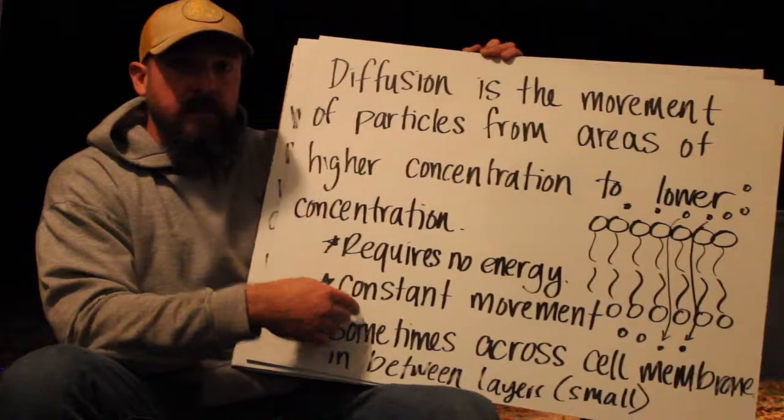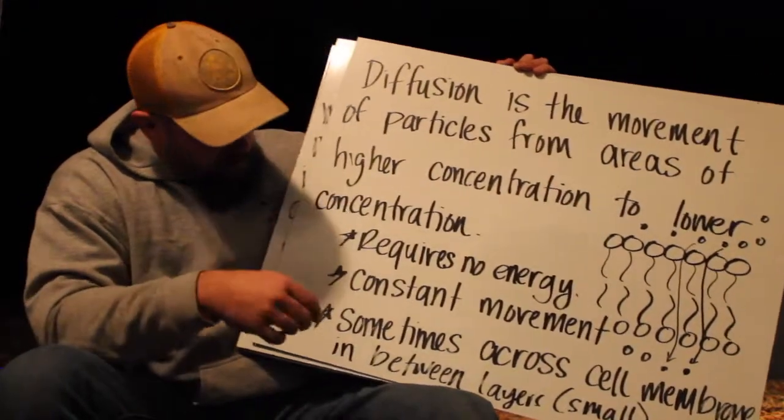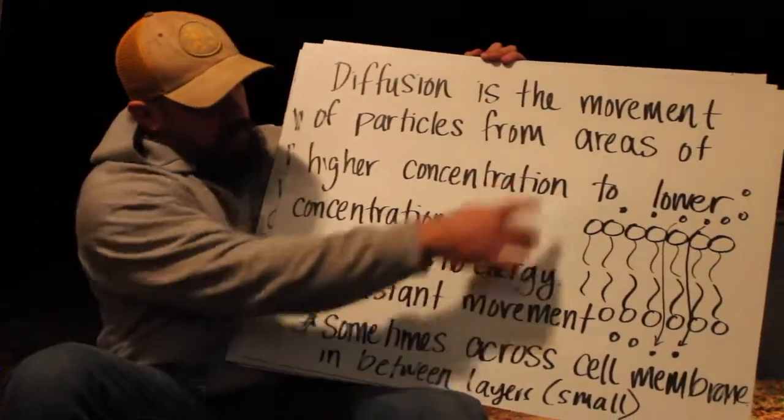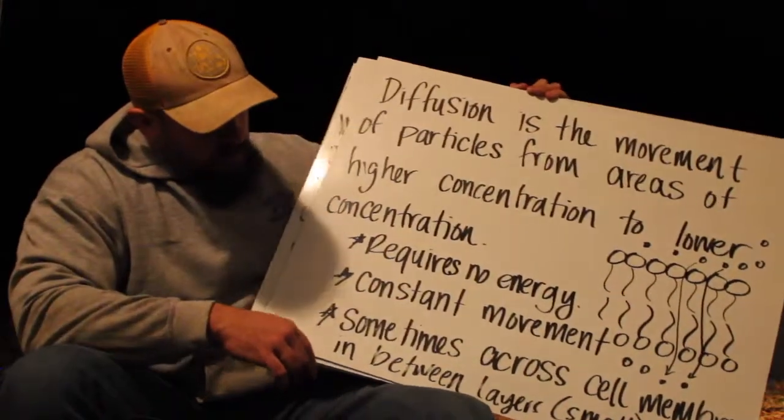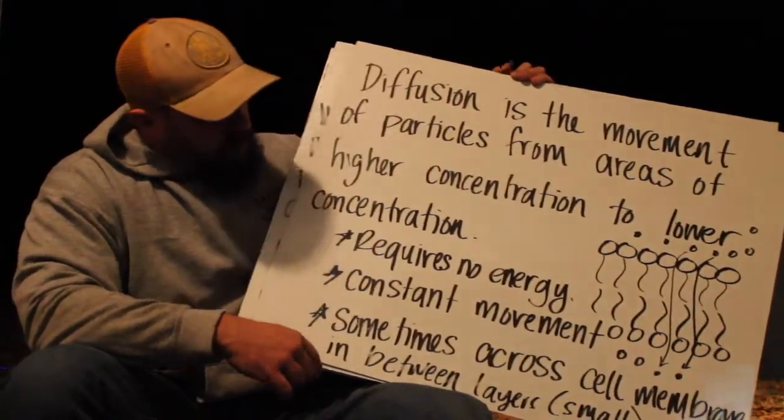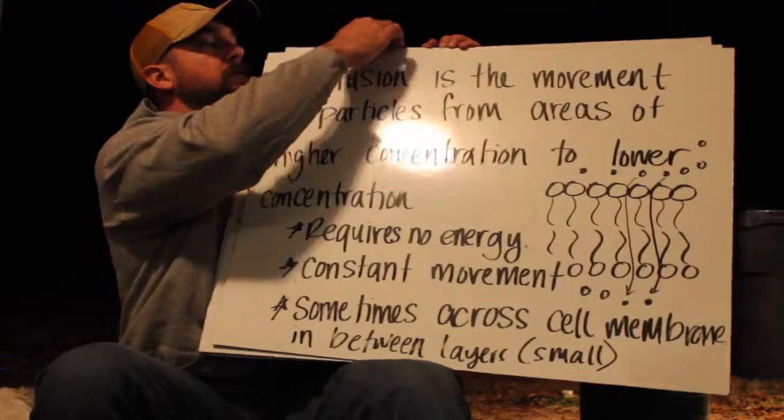Diffusion can just be constant movement, constantly spreading out. Sometimes it occurs across the membrane, like we said, and it goes in between. So this diffusion is only for small particles.